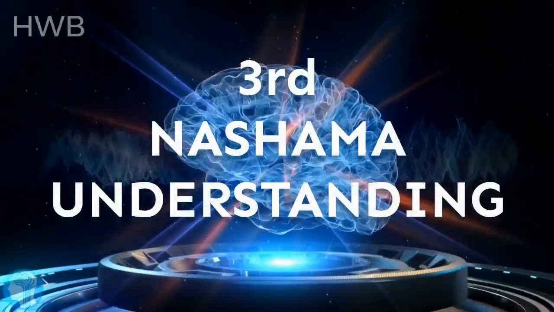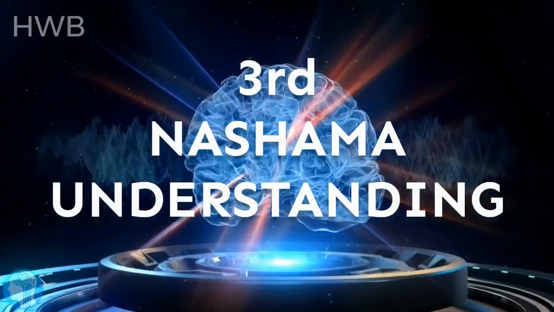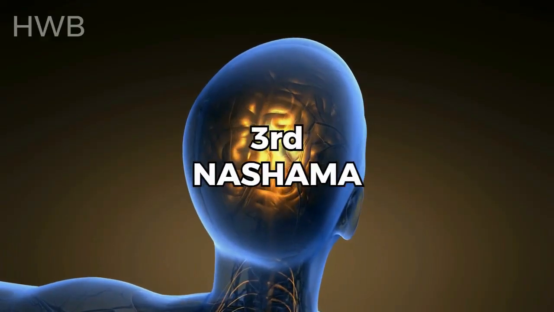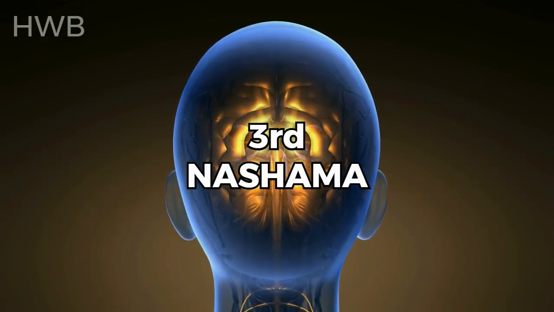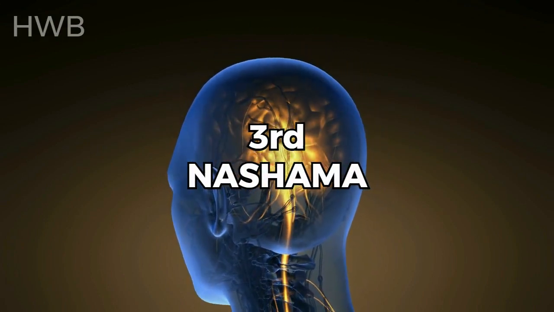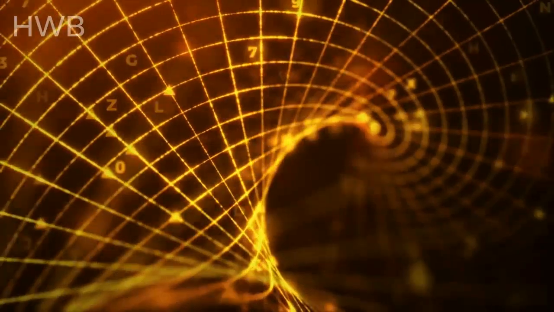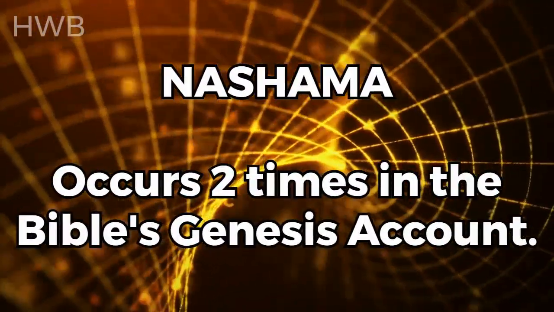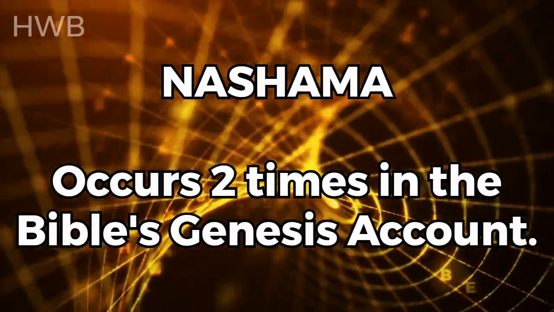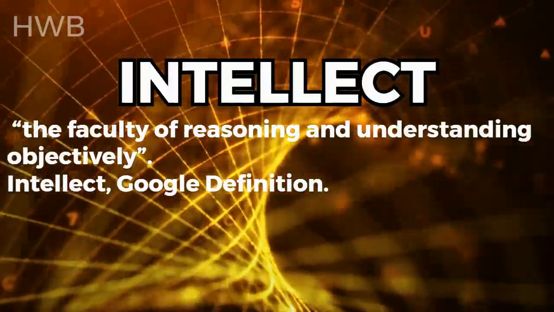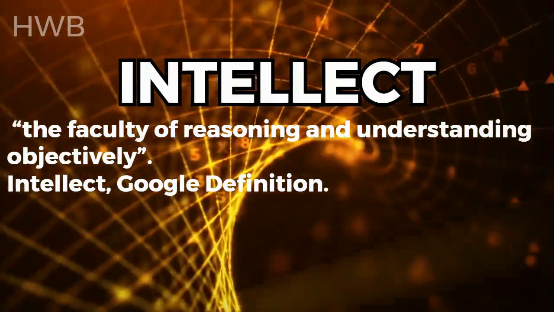Third level of soul, NESHAMA. Understanding. The NESHAMA soul stage is the third level of soul programming, from whence experiences from this reality are gathered. The primary activity of the NESHAMA soul-mind program is in the conceptual grasp of intellect. The Hebrew word NESHAMA occurs 2 times in the Bible's Genesis account and gives reference to intellect, which is the faculty of reasoning and understanding objectively.